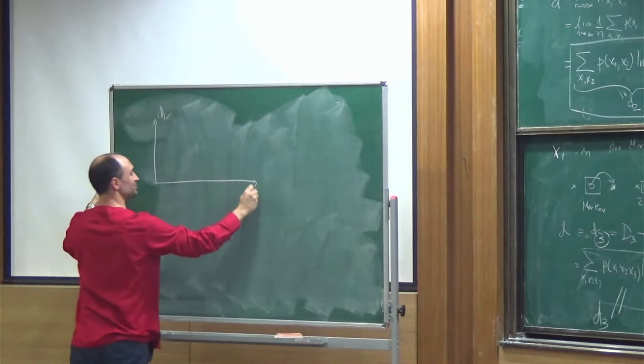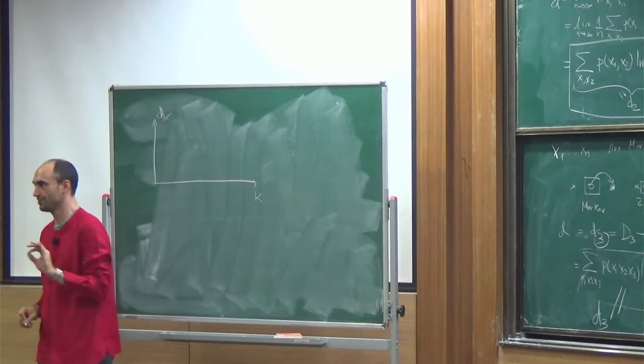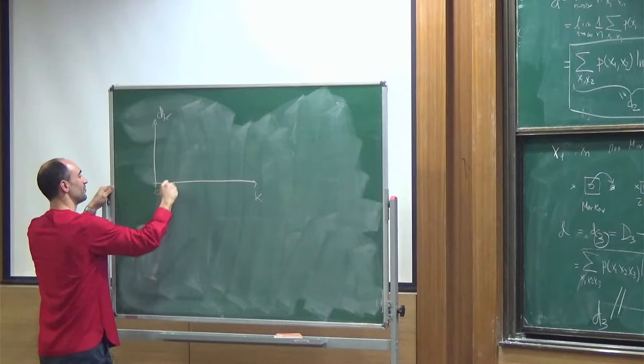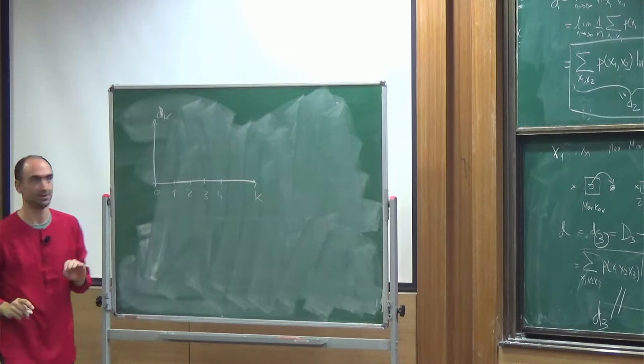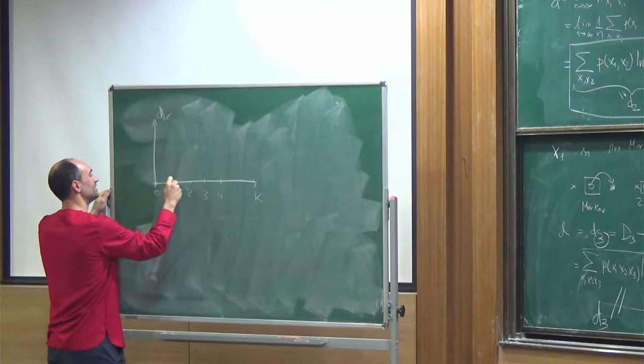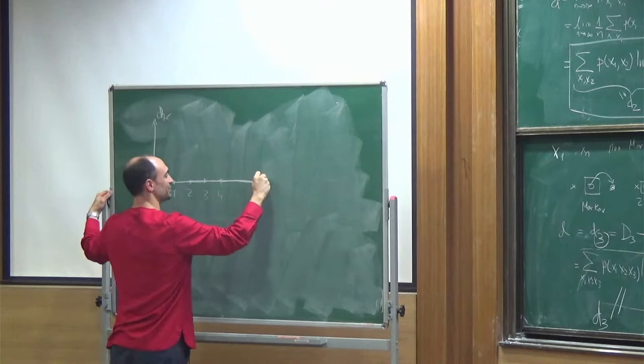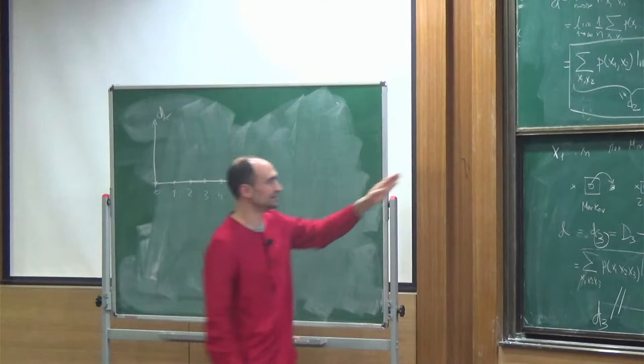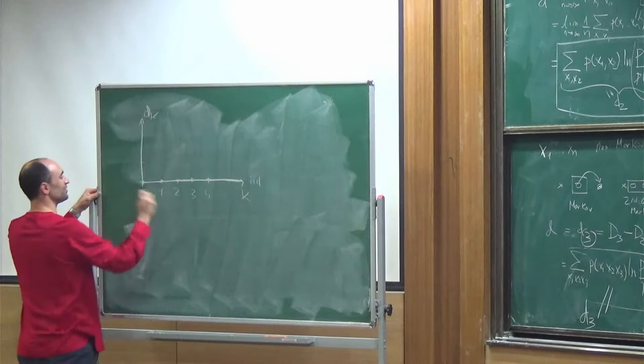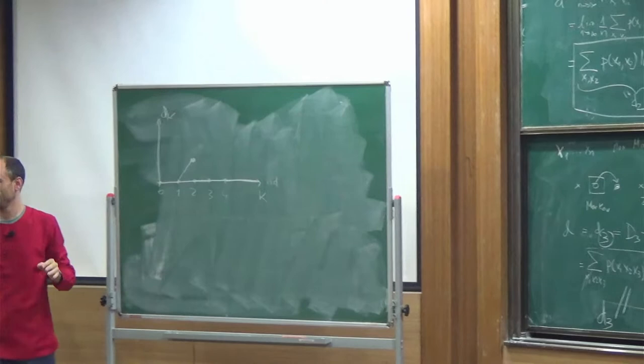You don't know if your process is Markovian or not. If your process is IID, of course k can be 0, 1, 2, 3, 4, etc. K is a discrete number. If you have an IID process, D is always 0, so there's nothing to do. This is for an IID process. If it's Markovian, we just learned that D1 is 0, but D2 for a Markovian process is positive. So we are here. Now the question that I ask you is, what is D3 for a Markovian process?